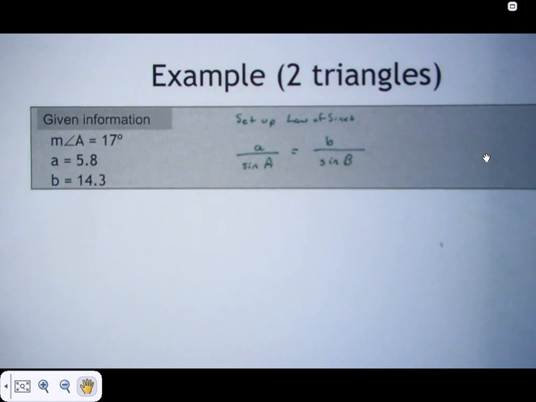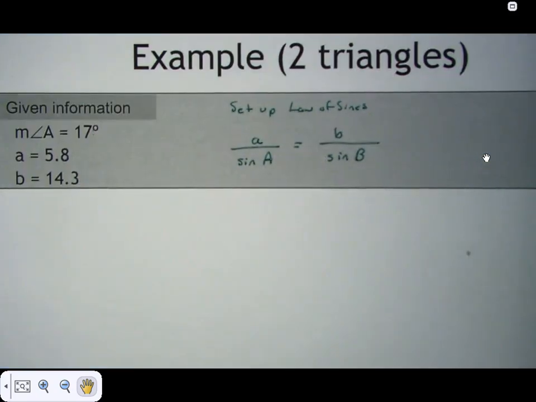Now by the way, it doesn't matter if you flipped this. If you did sine A over a equals sine B over b, that ratio would still hold. So you could see it different ways in different books, but it's the same either way, whether you flip it or not.